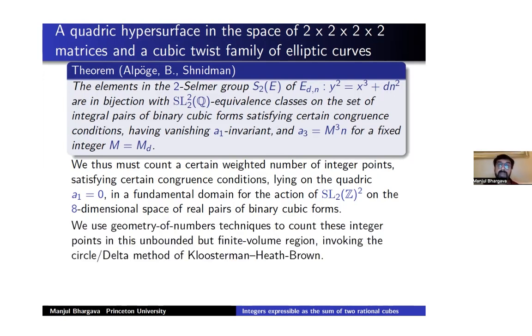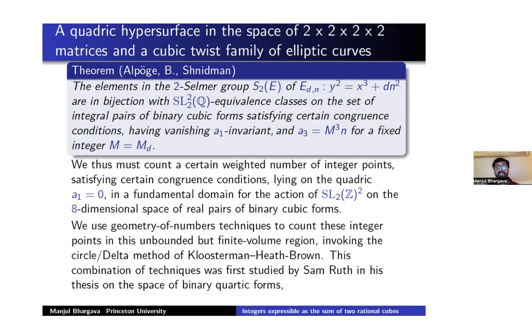So to do that, we use geometry of numbers techniques to count these integer points in this unbounded but finite volume region. So it's unbounded because this fundamental domain is unbounded, because the fundamental domain for SL2R mod SL2Z is unbounded. So this is an unbounded region on this quadric hypersurface, but it's finite volume once you say that A3 is bounded. And to count the number of integer points on that surface, that's where we use the circle or delta method of Duke, Friedlander, Iwaniec and Heath-Brown.